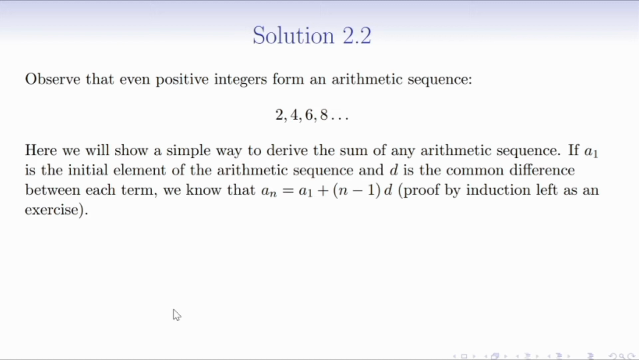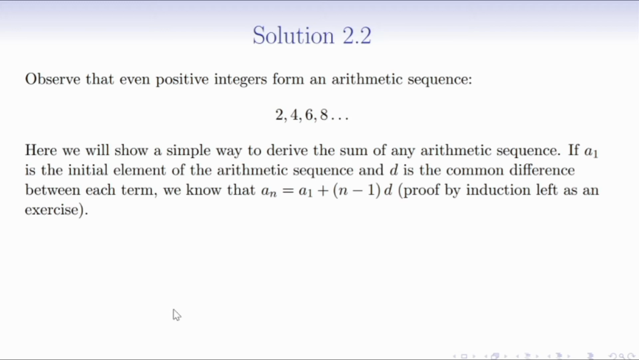Observe that even integers follow an arithmetic sequence. An arithmetic sequence basically means that there is a common difference between the terms. So 2, 4, 6, 8: the numbers are separated by 2, since 4 minus 2 is 2 and 6 minus 4 is 2. Knowing that, we can express that difference.